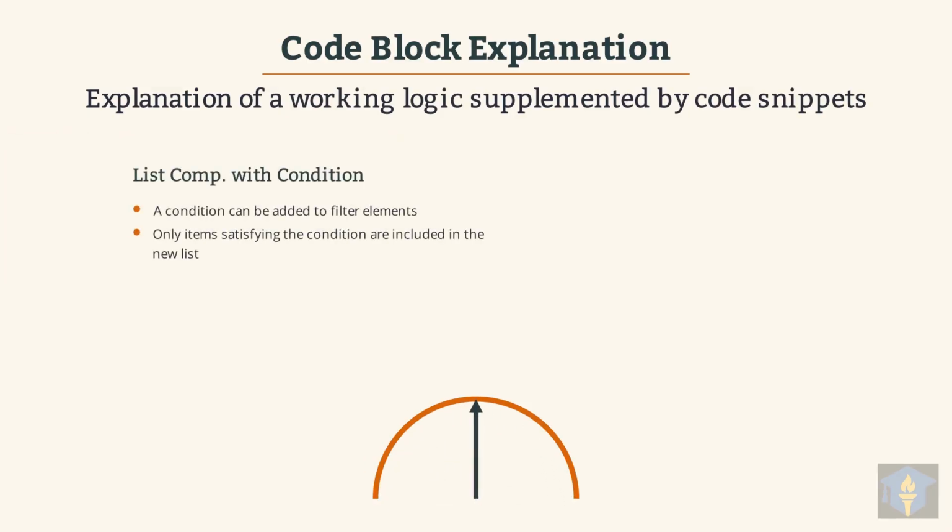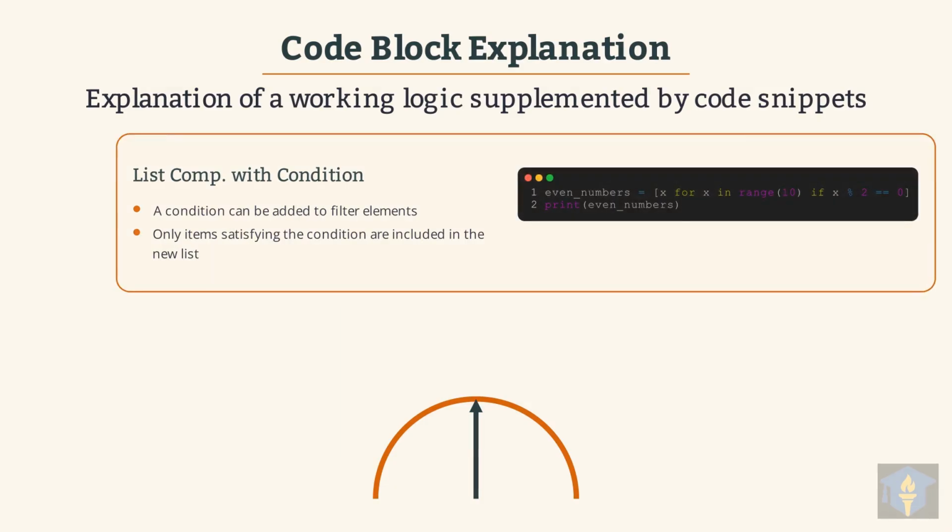This code uses list comprehension to create a new list called squares, containing the square of numbers from 0 to 4. Now, let's enhance our list comprehension by adding a conditional filter. You can add a condition to filter elements, ensuring only items satisfying that condition are included in the new list. This example demonstrates creating a list of even numbers from 0 to 9 using a conditional list comprehension.